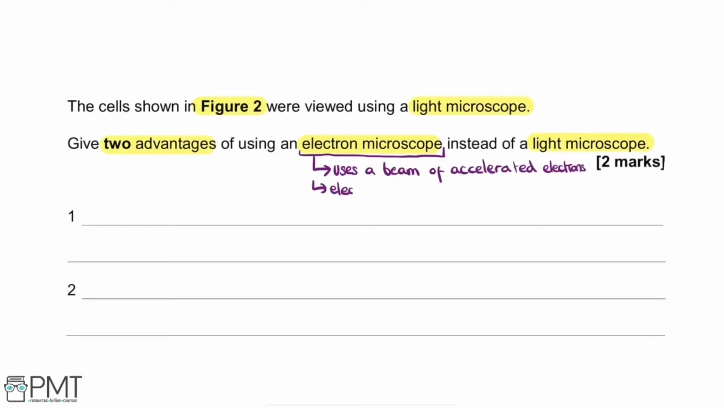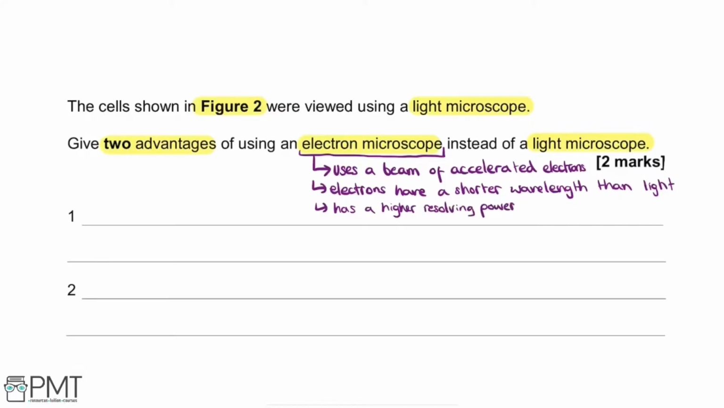The electrons actually have a shorter wavelength than light does, and this means that they can get into those spaces and detect the smaller features, which means that the electron microscope therefore has a higher resolving power, so it's better at telling the difference between 2 small objects and identifying that they are 2 things rather than just one, and it also has a higher magnification power.